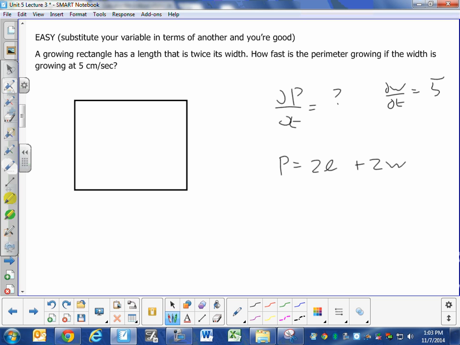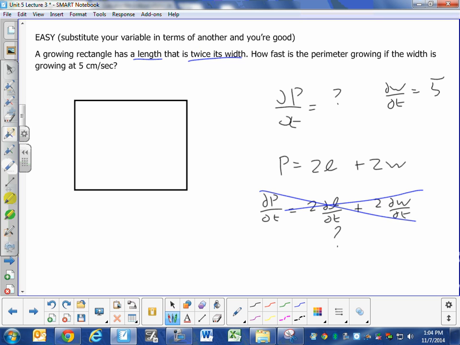However, I'm not given a length or a width at all. I'm just given the rate at which my width is growing. And I'm told that the length is twice the width. If I take the derivative of this, I'm not going to be able to do anything. I don't know what dL/dt is. So let's go back. We're stuck. Let's use the information that was given to us to maybe simplify this perimeter equation.